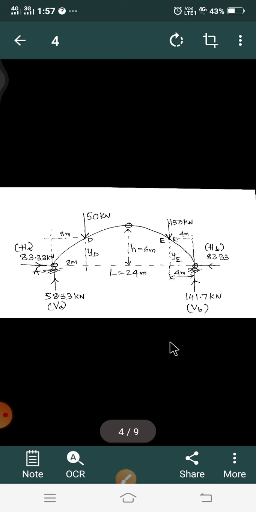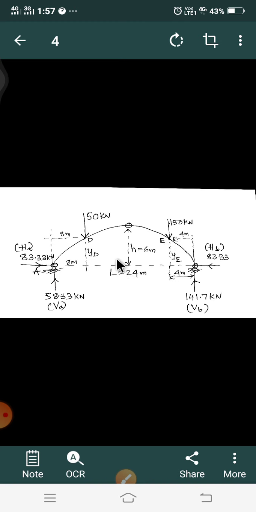Let us move on to the calculation of moments under the point loads. You can see this diagram here. I have calculated all the forces, HA, HB, VA and VB, and they are shown here. So let us calculate the moments under the point loads, that is D and E.